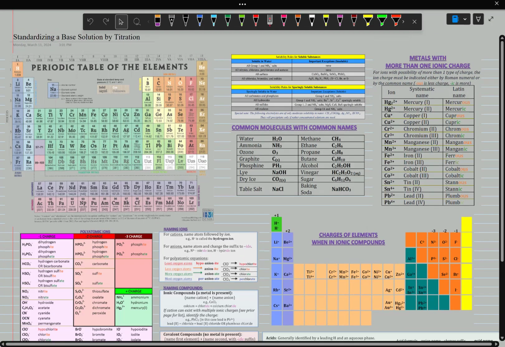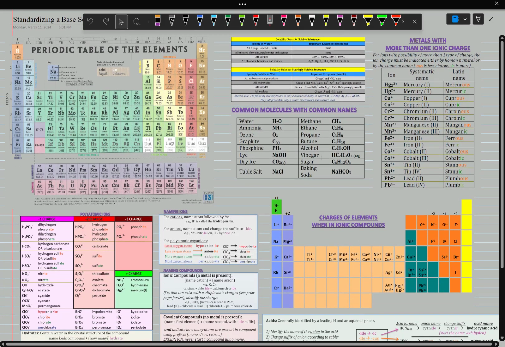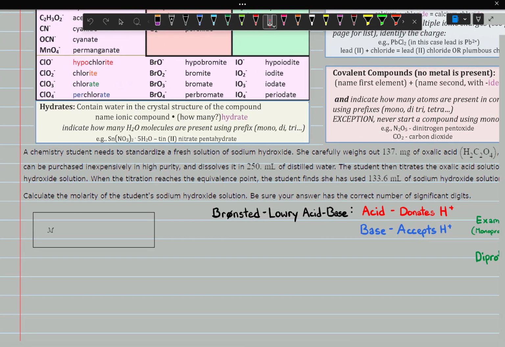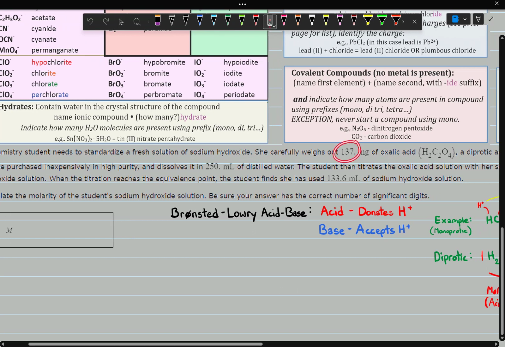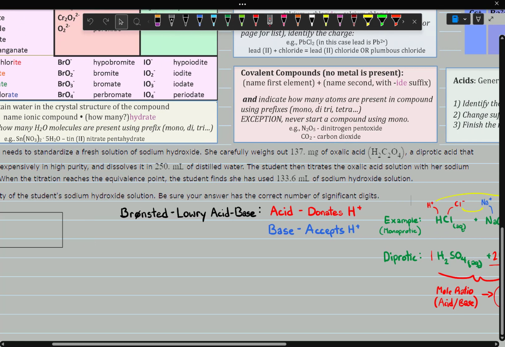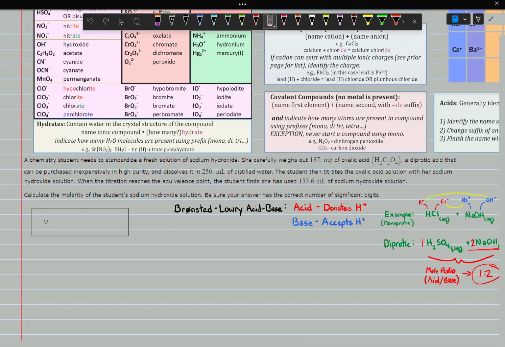Hey everyone. In this video we're going to be looking at standardizing a base solution by titration. In this problem, a chemistry student needs to standardize a fresh solution of sodium hydroxide. She carefully weighs out 137 milligrams of oxalic acid, H2C2O4, which is diprotic, and dissolves it in 250 milliliters. The student then titrates this oxalic acid solution with sodium hydroxide.